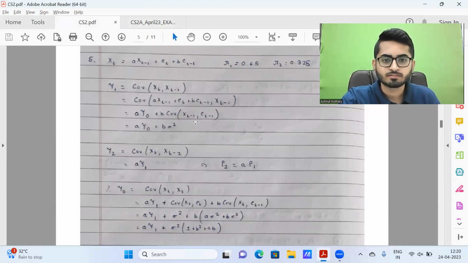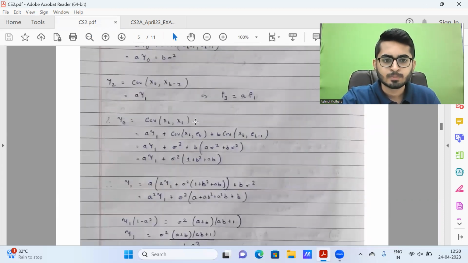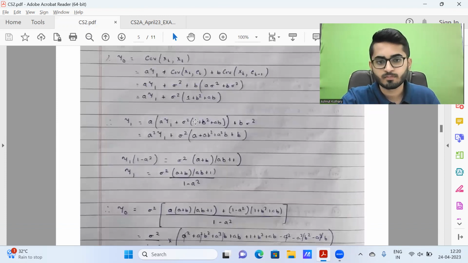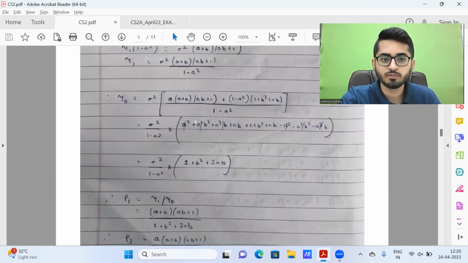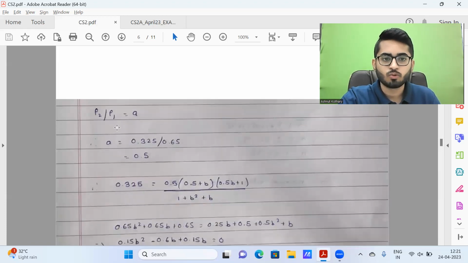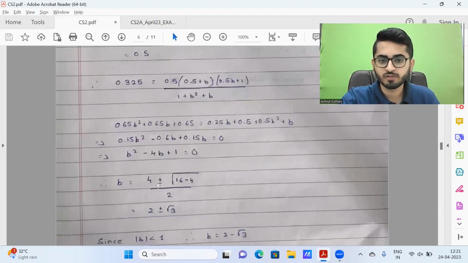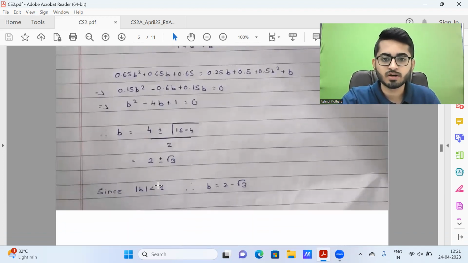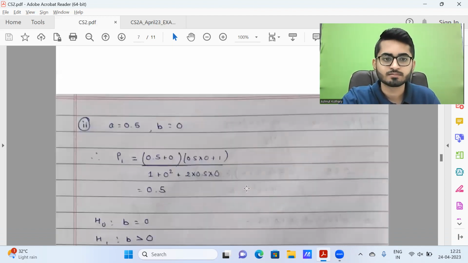Question 5, part 1. First, what I've done is found the population expression for the population autocorrelation function at lag 1 and 2. So these are the final results which I'm getting. And then rho 2 by rho 1, if you divide those expressions, you get an A. So A comes out to be 0.5. You can substitute this, solve for it, and you'll get two values of B. In the question, it's given that modulus of B must be less than 1. So it's basically this particular root which we take, which is 2 minus root 3.